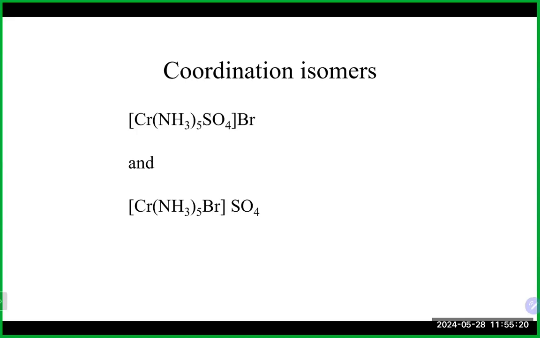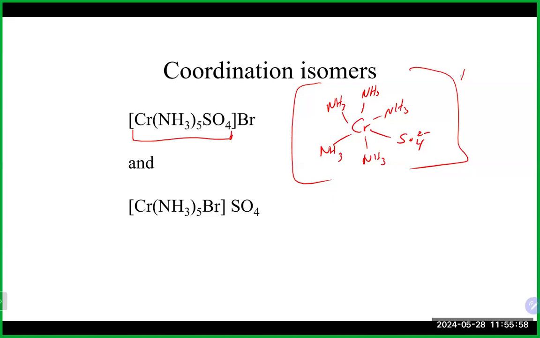So the first type of isomer is what's known as a coordination isomer. And the difference is really in what is acting as the counterion and what is acting as a ligand that's attached. So if we look at the first one here, this is our complex ion. In the first one, we have a chromium in the middle, and we have 5 ammonias. And here the sulfate is actually attached to it. And working outside of that is our bromide as really a counterion.